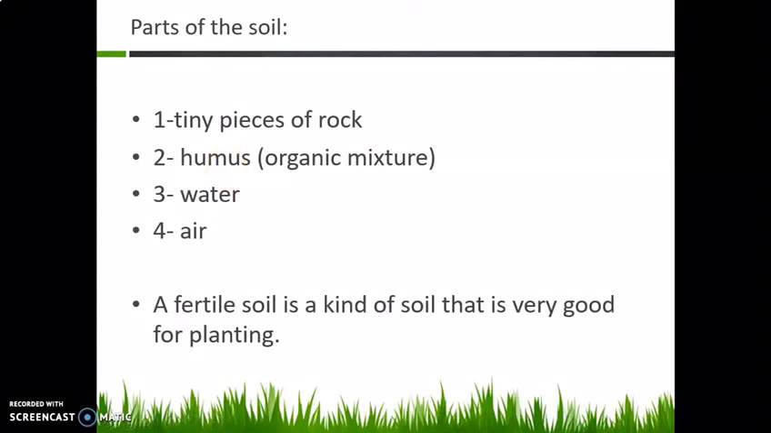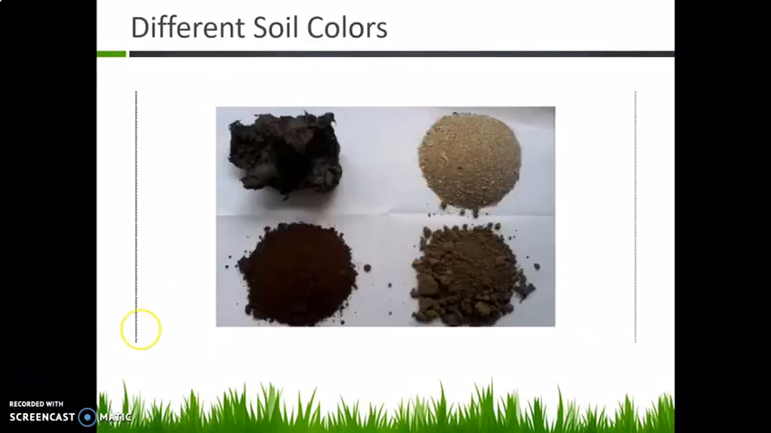Now one last note is, you see this part about the soil, humus. When we have a kind of soil that has a lot of humus, then we say that it is a fertile soil. You see this word here, fertile? And a fertile soil is a soil that is very good for planting, okay? So I just wanted to show you here different kinds of soil, and as you can see, different kinds of soil have different colors, but this part we are going to be talking about later in a different part of the lesson.